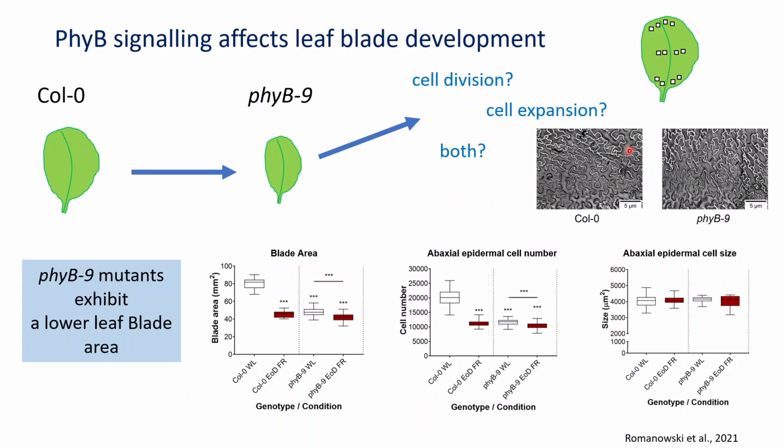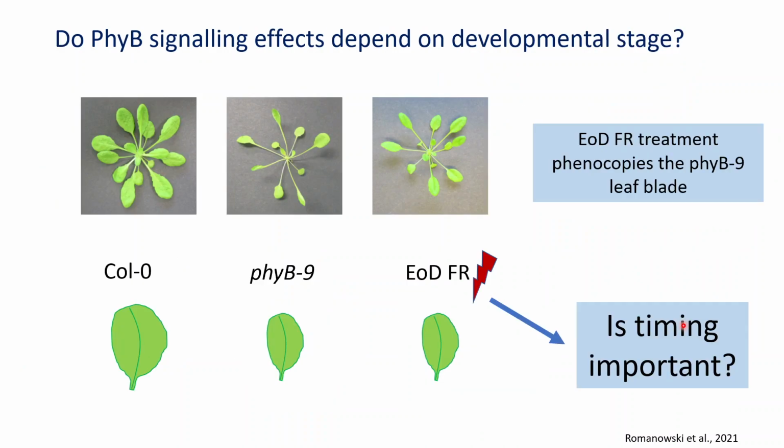So to answer that question, we did some DIC microscopy of different sections of the leaf. You can see two examples here. And we quantified the cell size, cell density, and cell number. What we found out was that this reduction in leaf blade area was mainly due to a reduction in epidermal cell number, as you can see here, whereas the cell size remained exactly the same, no significant changes.